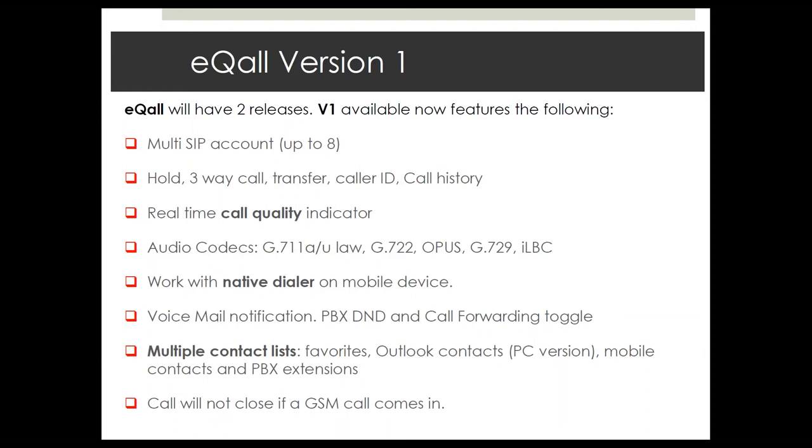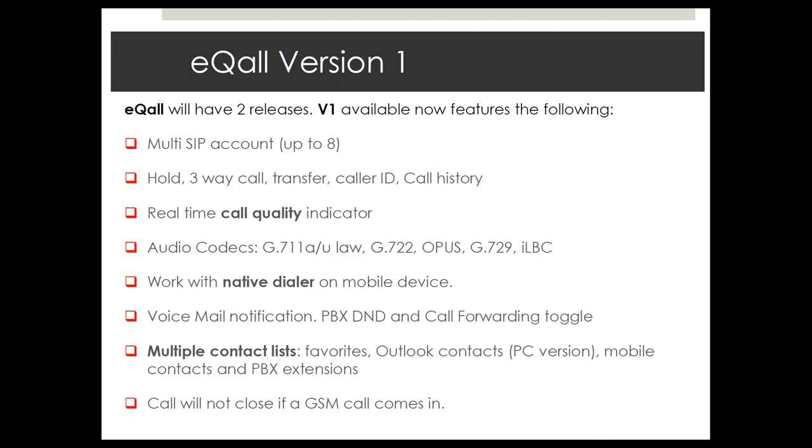We're not sure yet. But essentially, in this release, you can have as many as 8 SIP accounts registered on the eCall. One of them will be the preferred one or the default one, and I'll show you that later. You're going to have the basic call management functions, hold, three-way call transfer, caller ID, call history, so forth. There's also a call quality indicator. It's shown on the screen on an active call. Kind of helps you a little bit when you don't get audio.